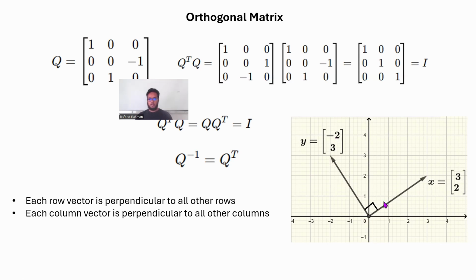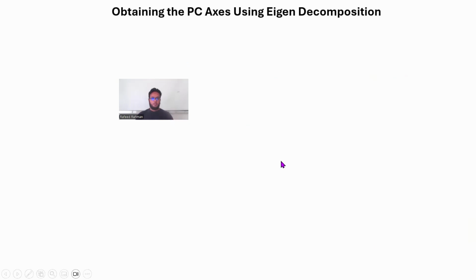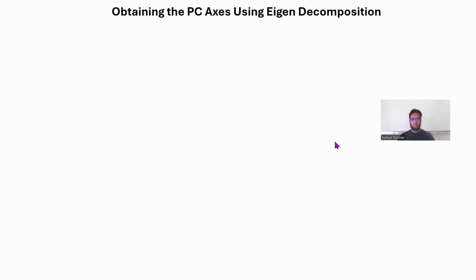They are both at 90 degrees, perpendicular. And if you do a dot product of them, it will be 0, right? So your x-axis, y-axis, they are also orthogonal vectors. They are also perpendicular to each other. Now that we know orthogonal matrix, we know covariance, we know eigenvector, eigenvalue, we can now see how we can obtain the PC axis using eigen decomposition.